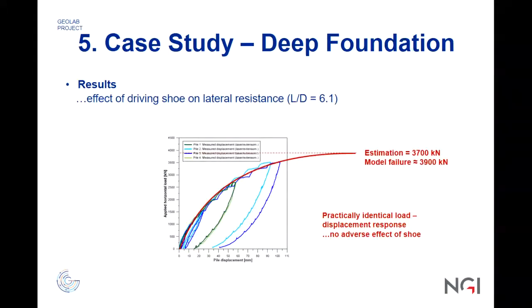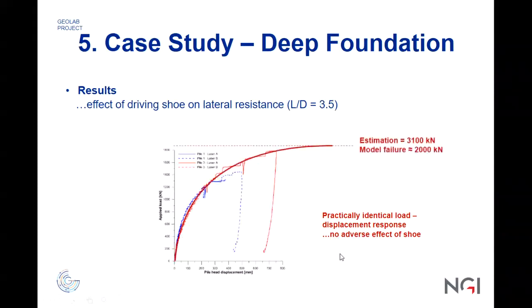In terms of the effect of driving shoes on lateral resistance, the results vary between different R/D ratios. In this case, for the 6.1 there is not much difference. And particularly, they have an identical load displacement response. So no adverse effect of the shoes, as they concluded. For the other R/Ds, the estimation and mode of failure is a bit different, but they also have an identical load displacement response.